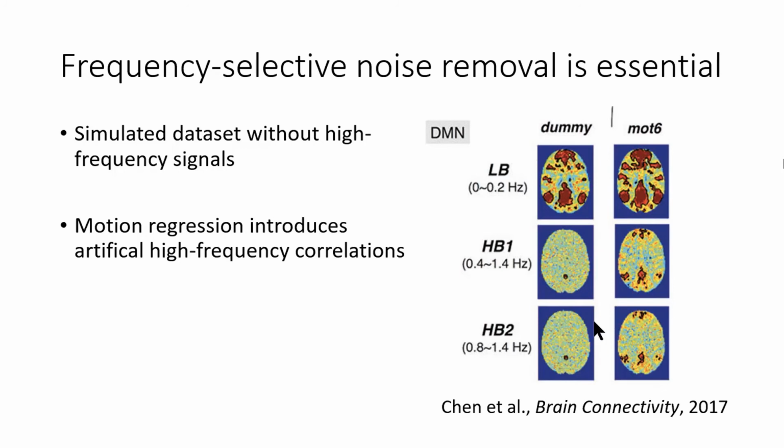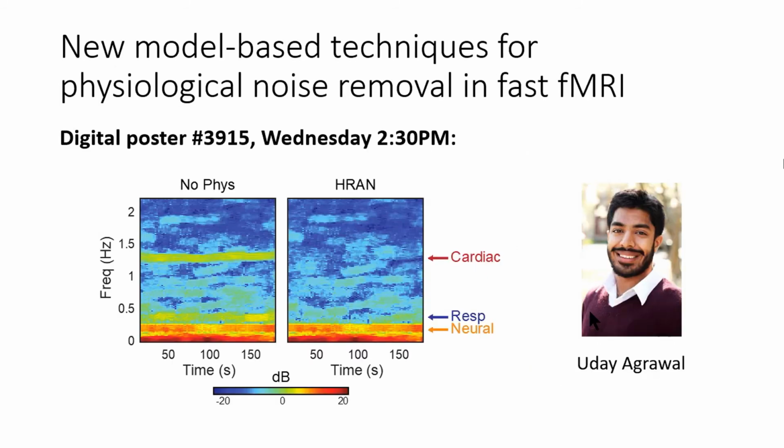And so it's very important to start to become aware of how regression techniques developed for slow data might change or alter the properties of your data when you work with faster signals. And there's also a poster on Wednesday that takes new model-based physiological noise removal approaches to selectively remove physiological noise in these frequency bands while preserving the background spectrum.